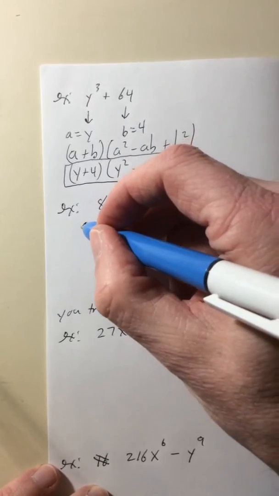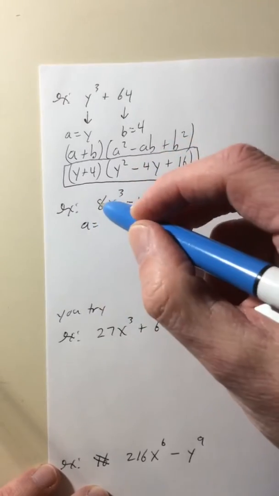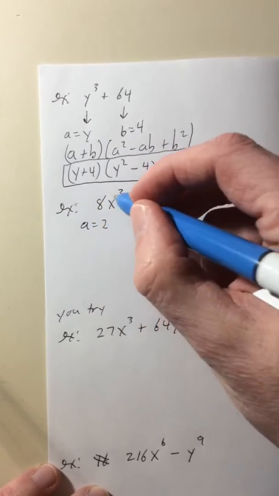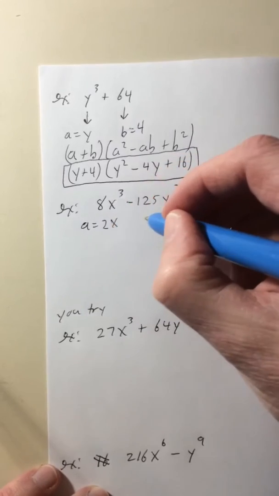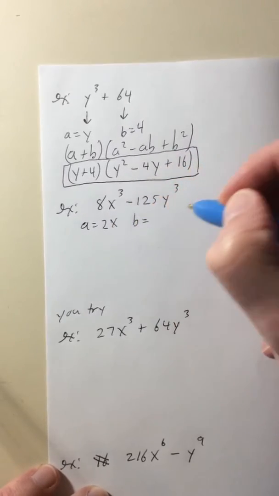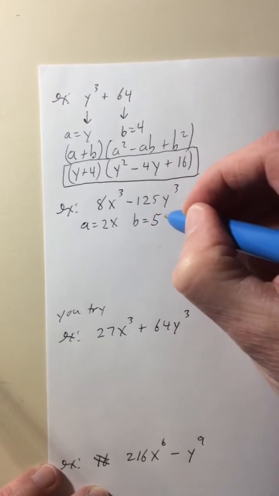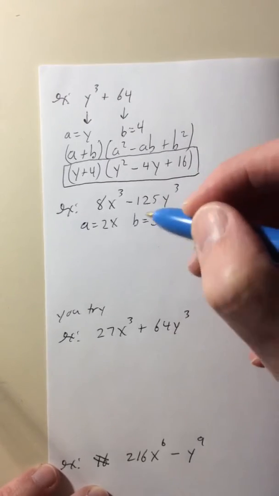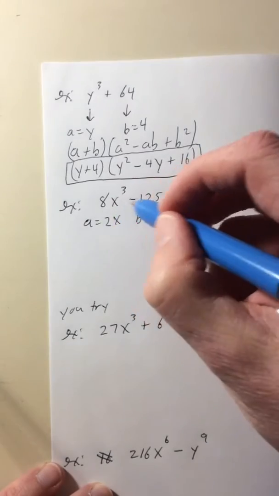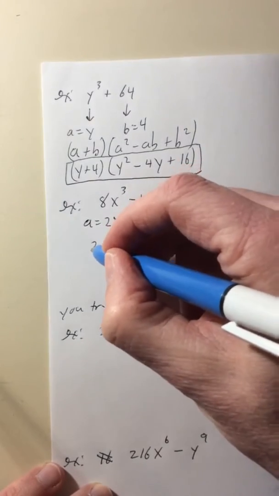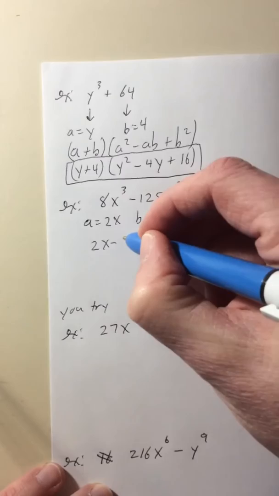In this case, a is going to be the cube root of this, and of course the cube root of 8 is 2. The cube root of x cubed is x, easy enough. B is, well, the cube root of 125 is 5. Cube root of y cubed is y. So we just plug them into the formula. This is a difference of cubes, so we're going to start with 2x minus 5y.